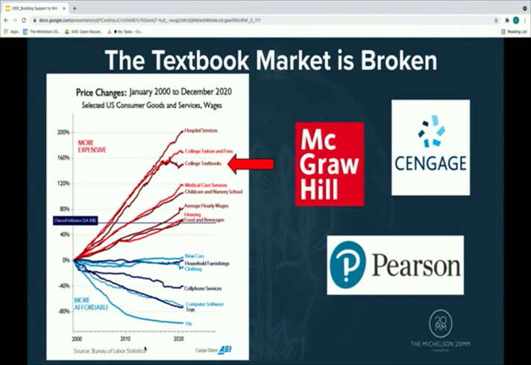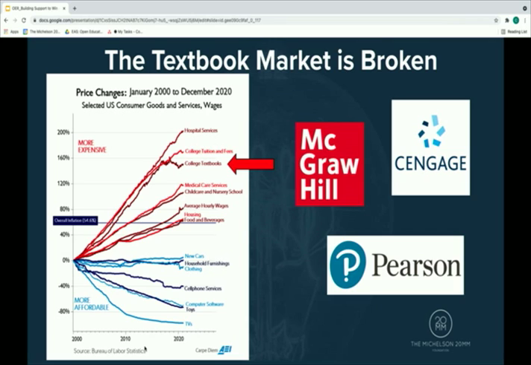Three companies control 80% of the textbook marketplace. Three companies. And the market of textbooks doesn't work the same way that a lot of other consumer products do. It is a broken market because you are all captured. You're something called a captured market.